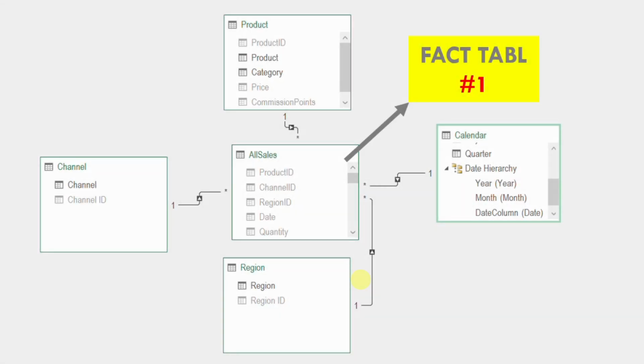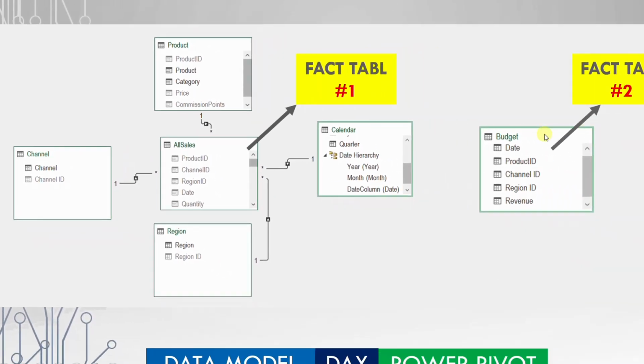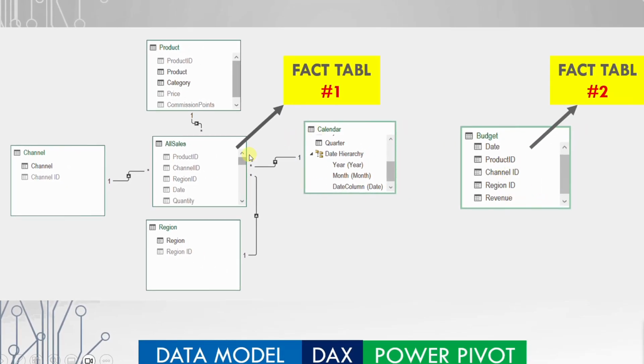Suppose you have a star schema model containing one fact table and 4 dimension tables, and for some reason you need to add another fact table inside the same model. How would you do this? In this video, we are going to see how we can handle 2 fact tables inside the same data model.